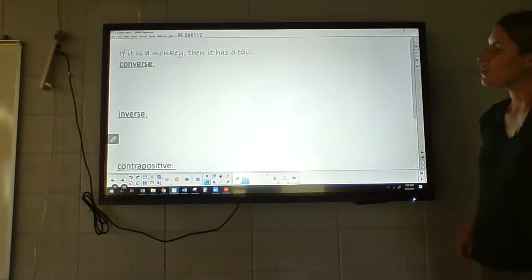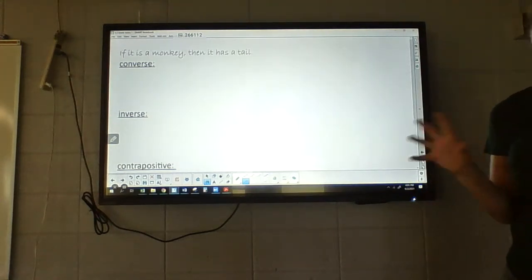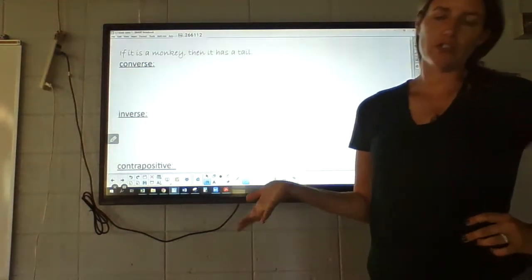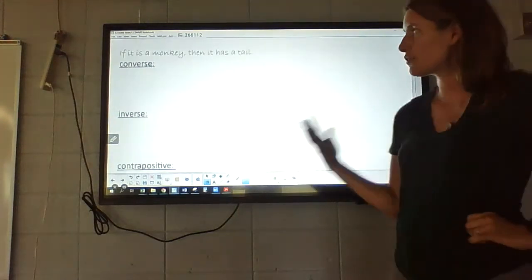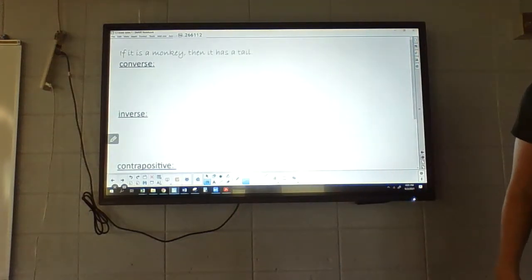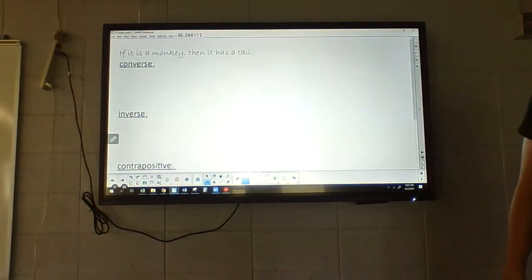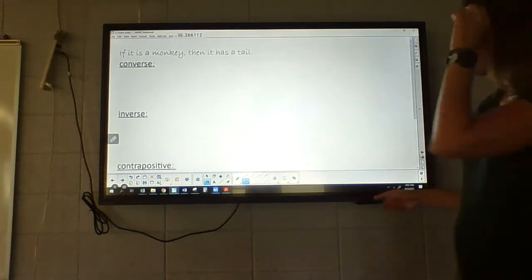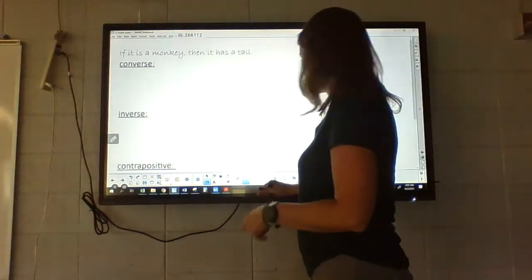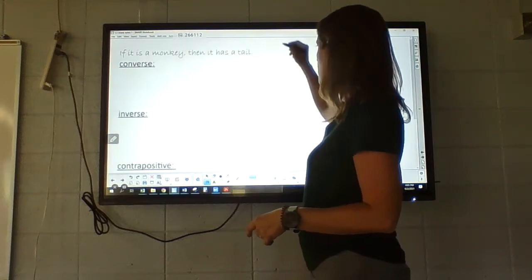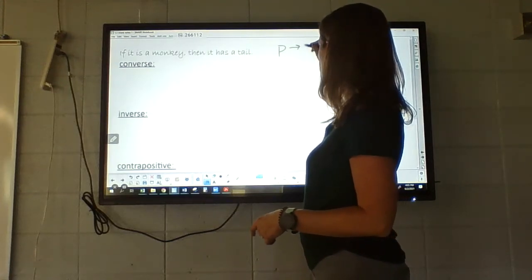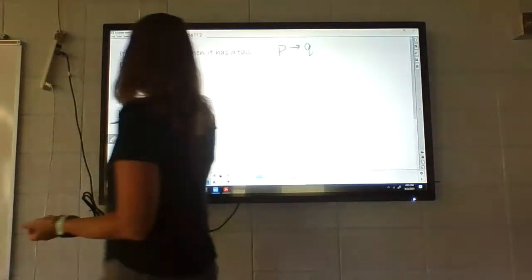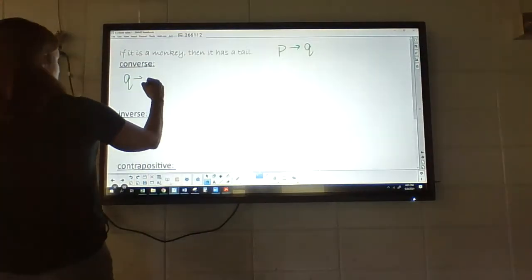All right, so converse, inverse, contrapositive. These are all rules we talked about in geometry, so hopefully they don't seem too crazy, too different. So the converse is going to flip the if-then parts. So this is P implies Q. The converse is going to be Q implies P.